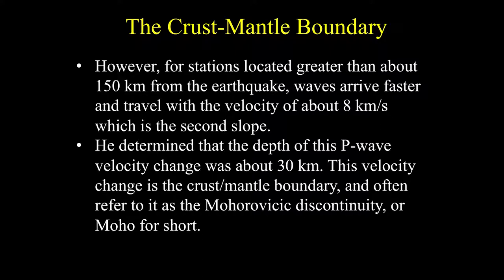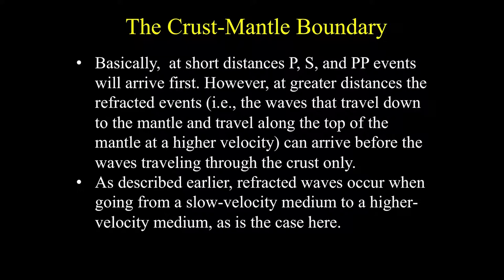Basically, at short distances, P, S, and PP events will arrive first. However, at greater distances, the refracted events, that is, the waves that travel down to the mantle and travel along the top of the mantle at a higher velocity, can arrive before the waves traveling through the crust only. As described earlier, refracted waves occur when going from a slow velocity medium to a high velocity medium, as is the case here.